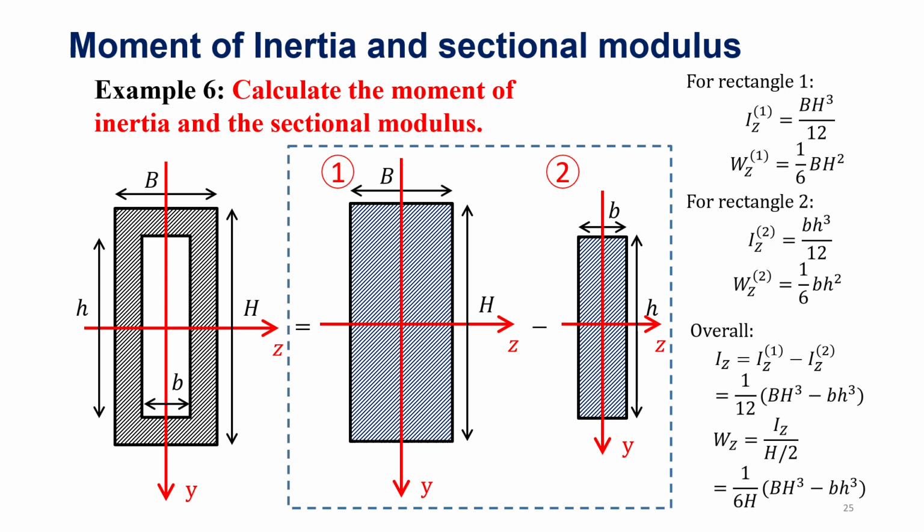Note that we cannot simply subtract the sectional moduli of these two, because it will give incorrect results. So the correct way is to use the definition, Iz over y max. Here the y max for the complicated structure is capital H over 2. So therefore, we give these final results, Wz here.